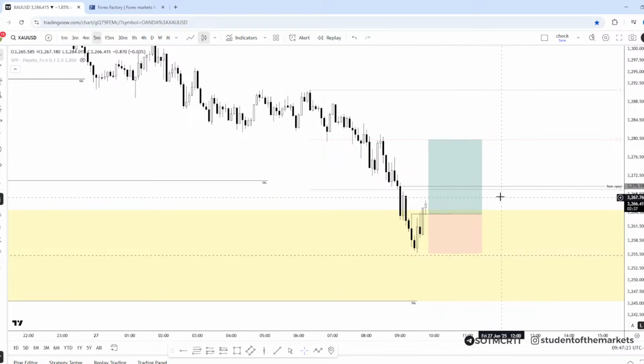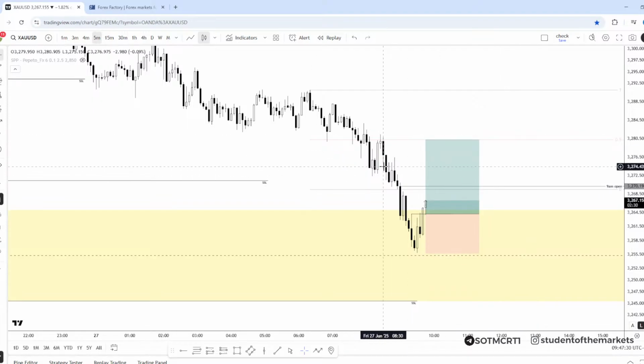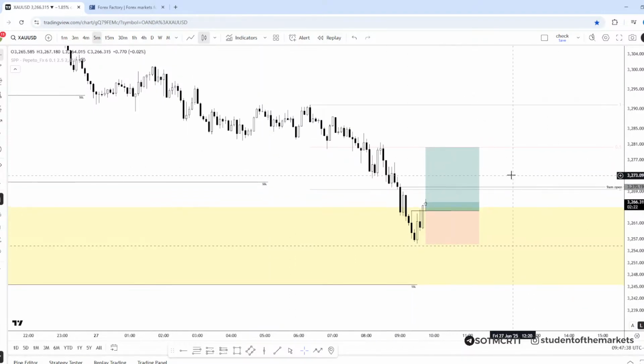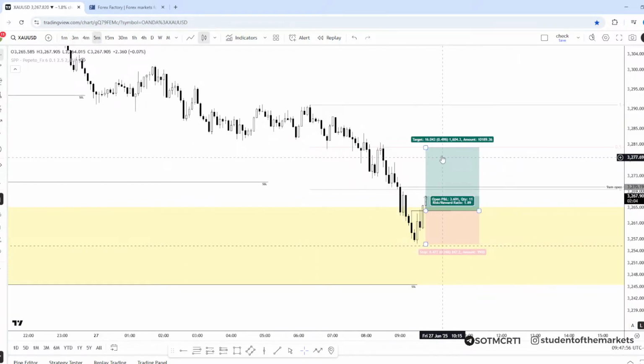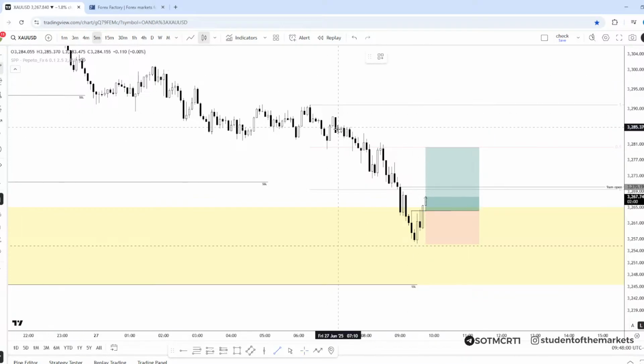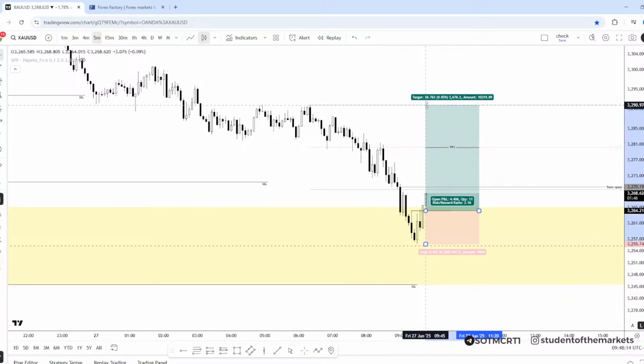All right, so I am in the trade, targeting the opposite 50% of the range first as my TP1, and the opposing side of the range is my TP2.